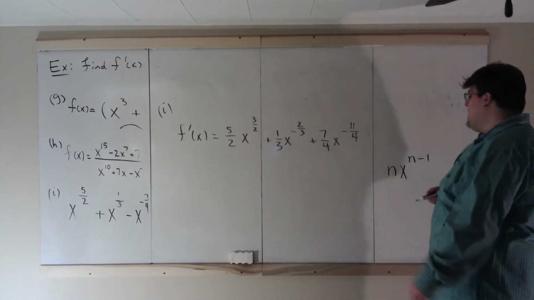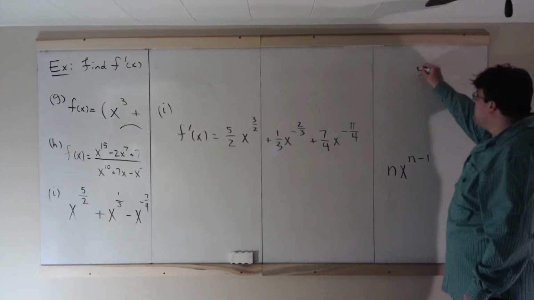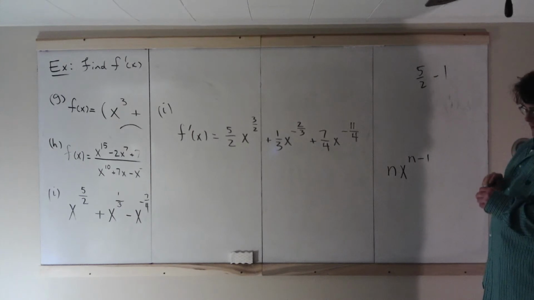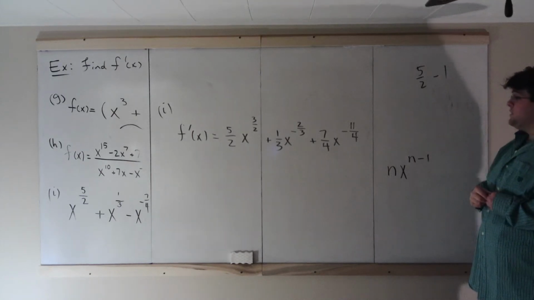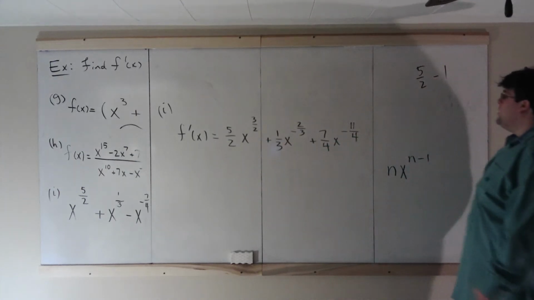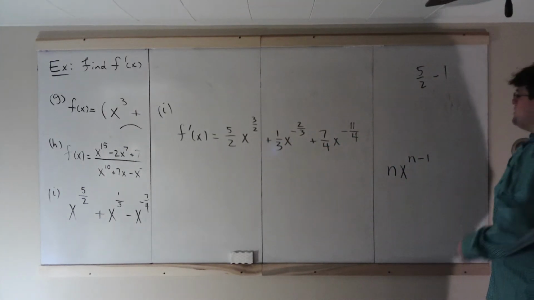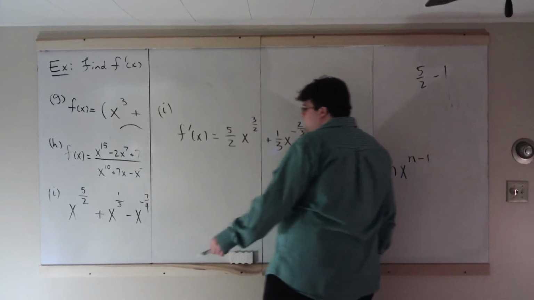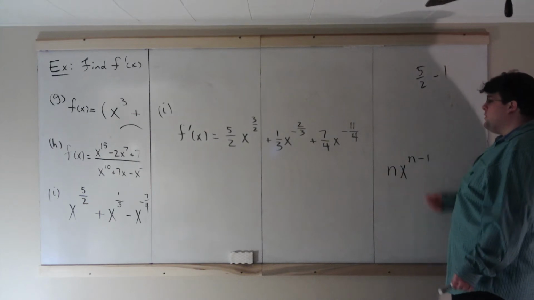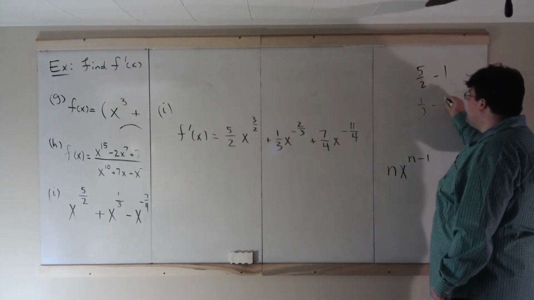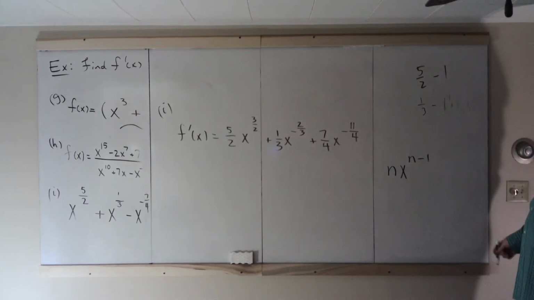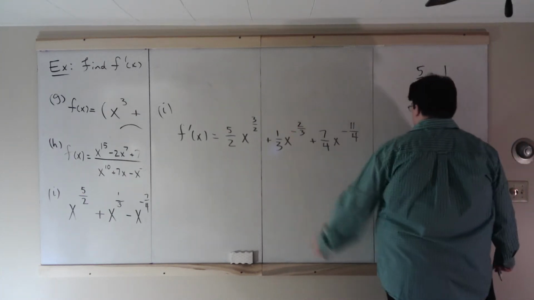So what's 5 halves? Well, it'd be 5 halves x to the 5 halves minus 1. What's 5 halves minus 1? Well, if you have $2.50, you spend 1, you're left with $1.50. Or you could say 5 halves minus 2 halves is 3 halves. How about for the next one? Well, for the next one, n equals 1/3. So you get 1/3 x to the 1/3 minus 1. What's 1/3 minus 1? Well, 1/3 minus 3/3, so negative 2/3.